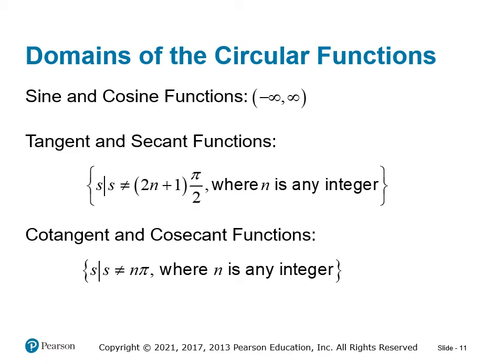undefined. For cotangent and cosecant, this is the straight line, so any multiple of pi, so 180, 360, etc., anywhere along that x-axis, cotangent and cosecant are undefined, so they can be any values but those.